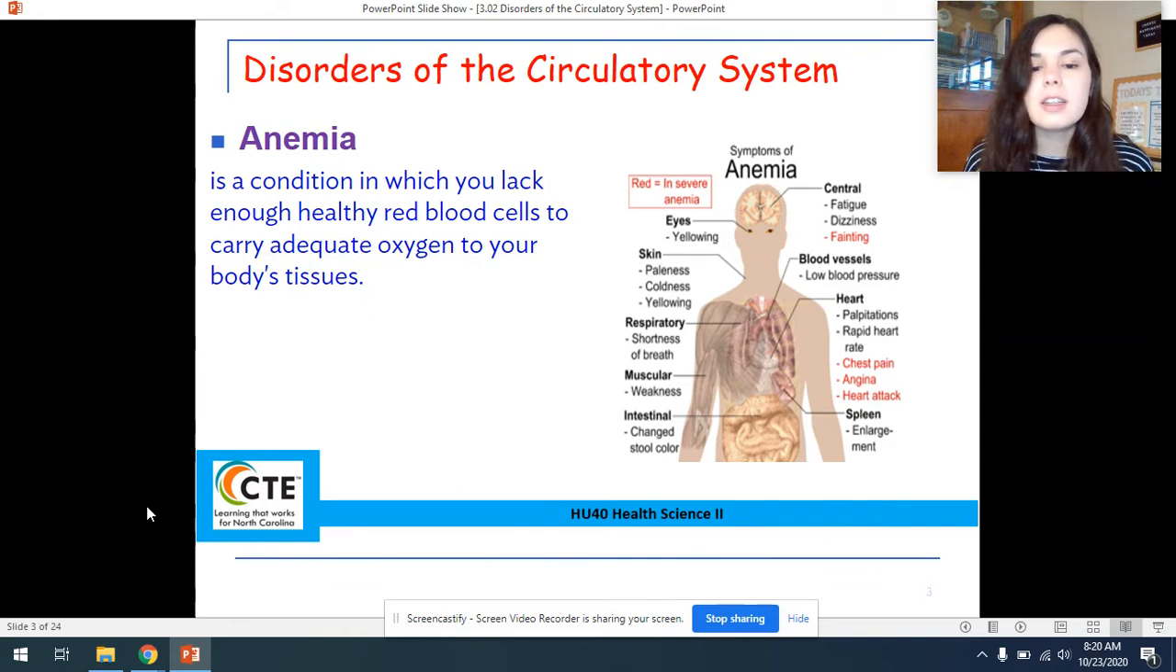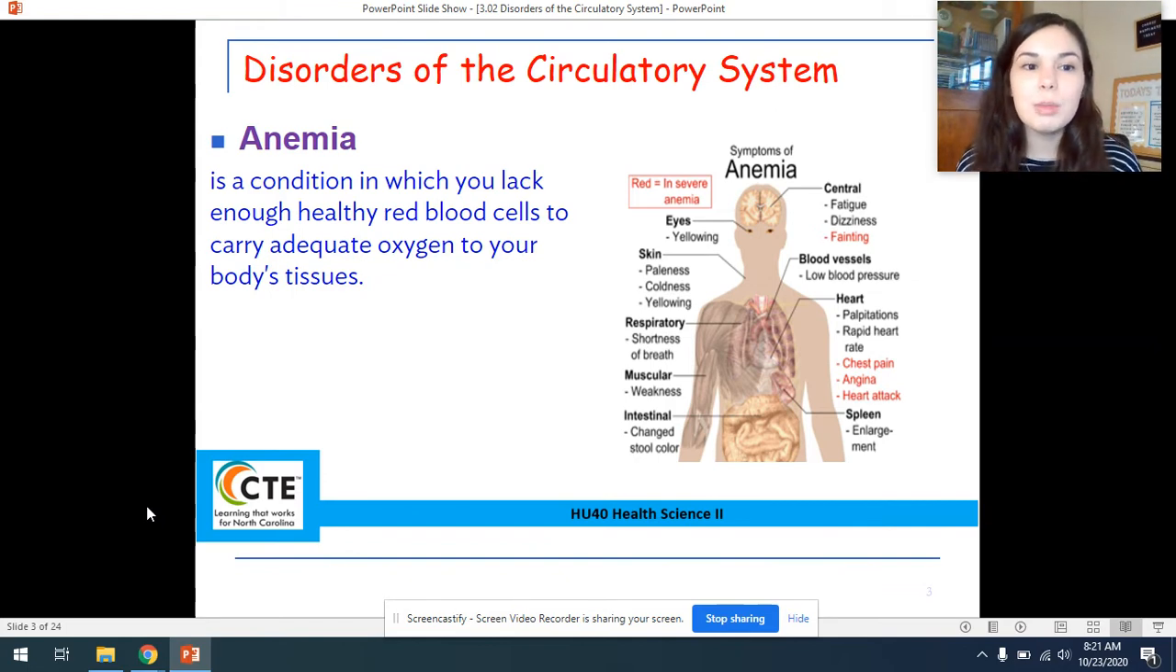In your intestines, it can cause a change in the color of your stool or feces. It can cause muscle weakness. It can cause shortness of breath, as well as paleness, coldness, or yellowing color of the skin and yellowing of the eyes. The most common symptoms in people with anemia, for the most part, are feeling dizzy, chest palpitations, muscle weakness, or just seeming fatigued all of the time.